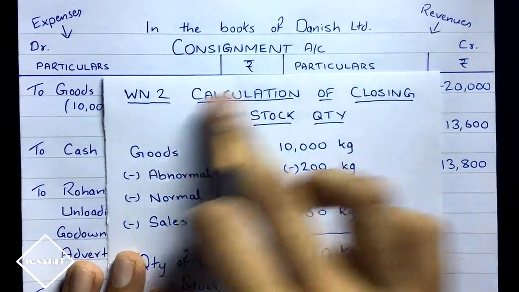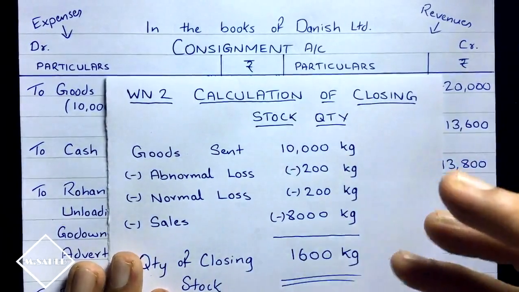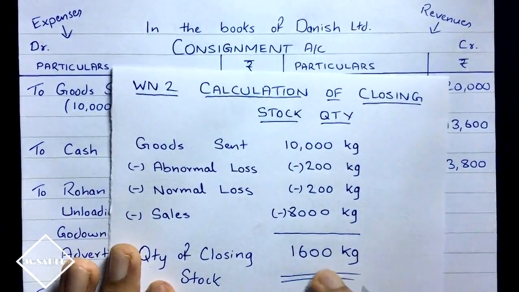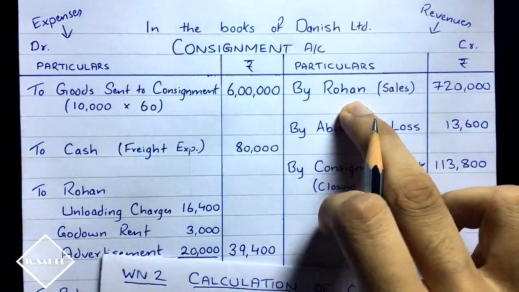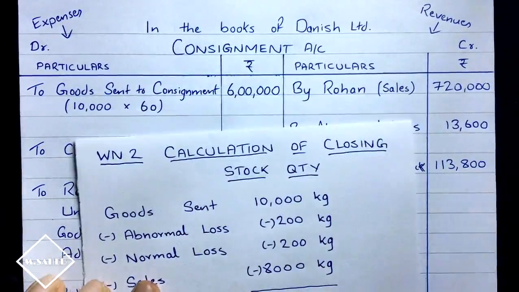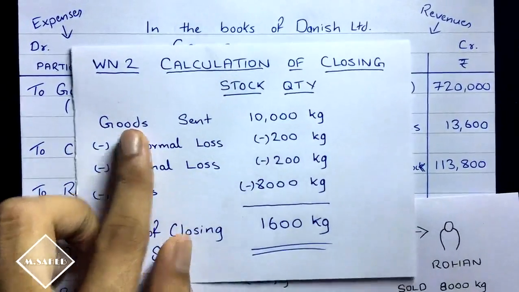We have to prepare this working note for the calculation of closing stock quantity. That is how much oil is left with the consignee at the last of the consignment. So now to do that, it's very simple. See, first you have to take the goods sent to consignment.